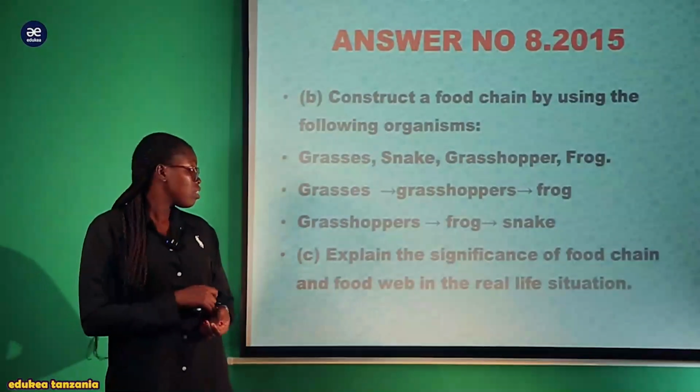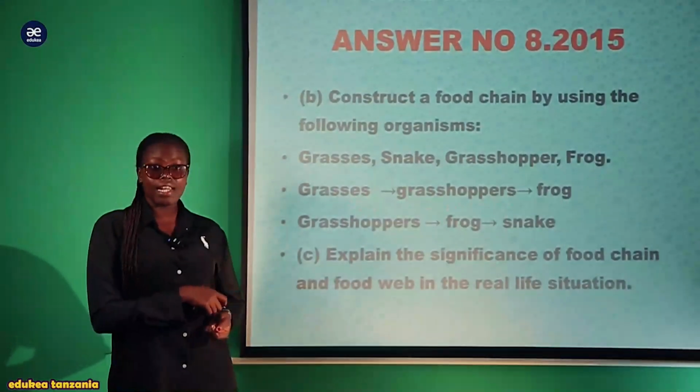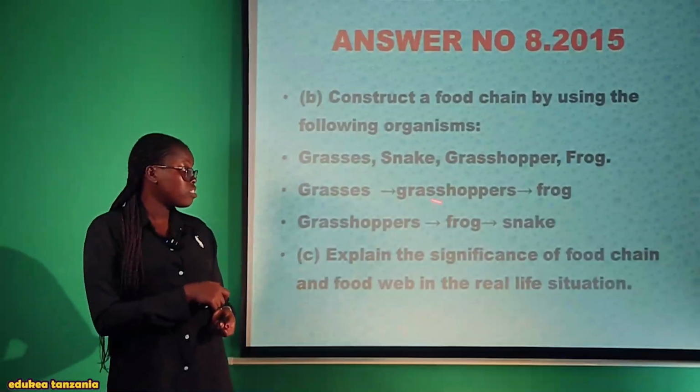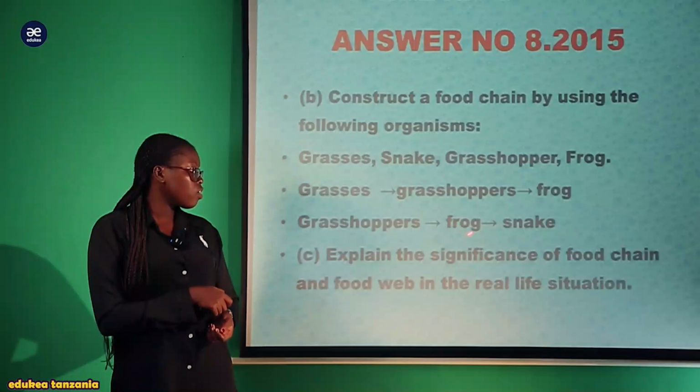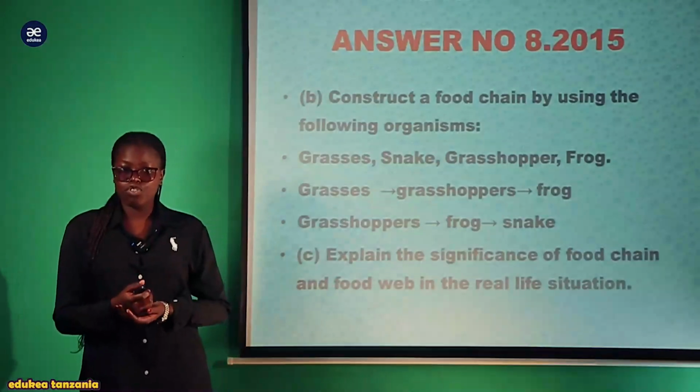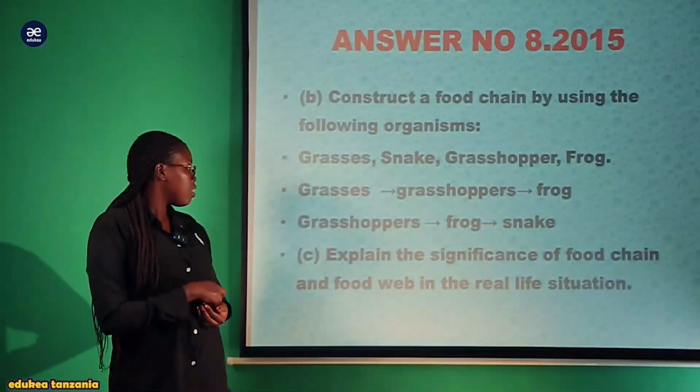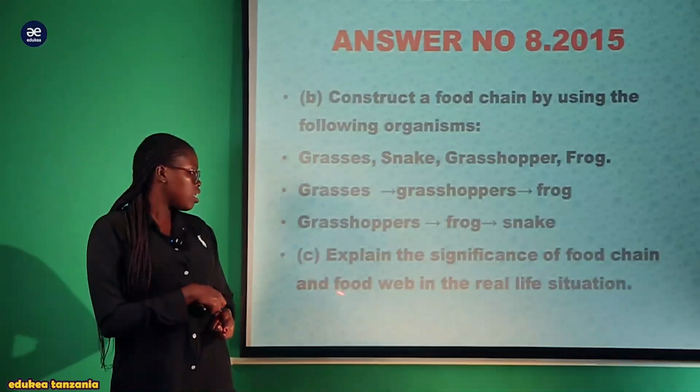Tukianza na the first one, kuna grasses. Katika grasses analiwa na grasshopper ambao ni herbivores. Herbivores analiwa na frog. Na vile vile grasshopper analiwa na frog analiwa na nyoka. Umemaliza your food chain. The last question is, explain the significance of food chain and food web in the real life situation.